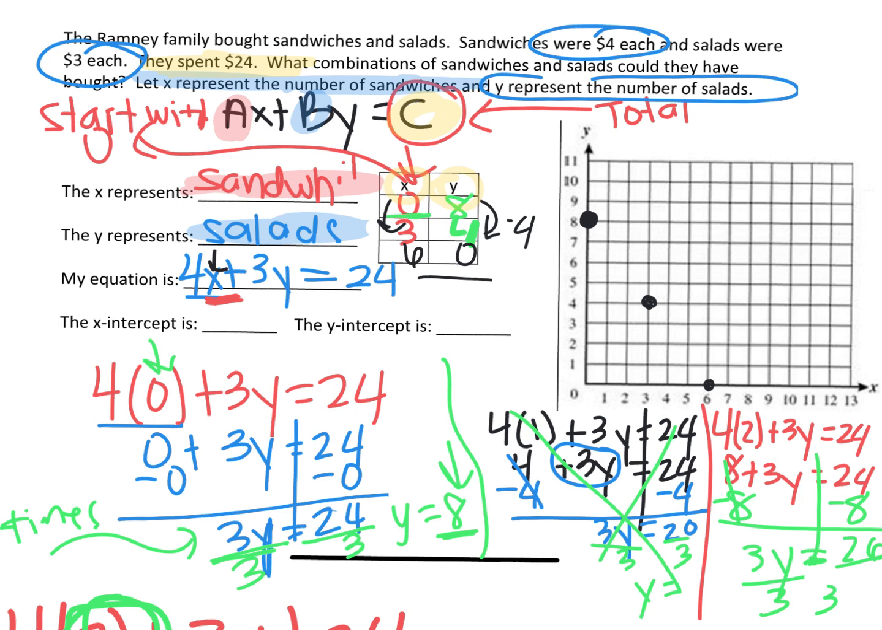The x-intercept, where is it crossing the x-axis? It's crossing the x-axis at 6. Where is it crossing the y-axis? Right here at 8. So my x and y intercept are the zeros in the table.